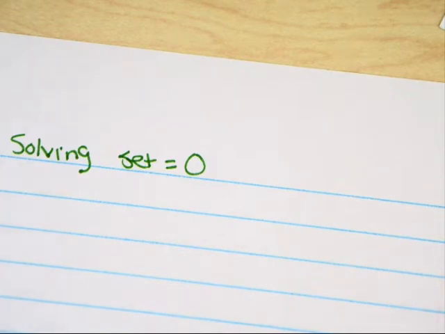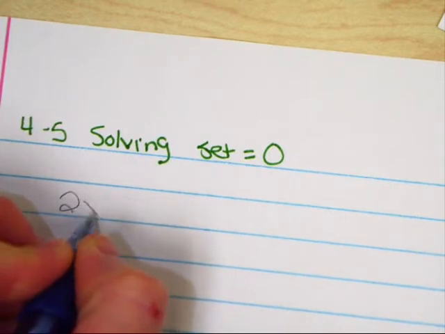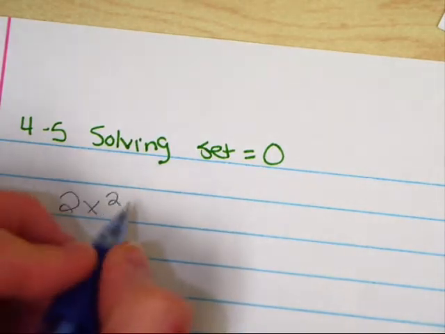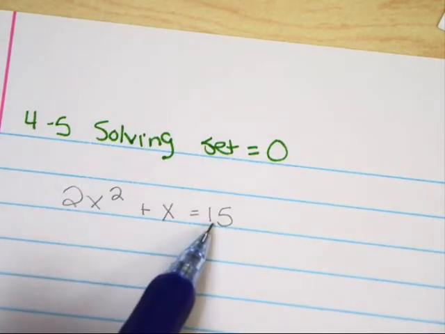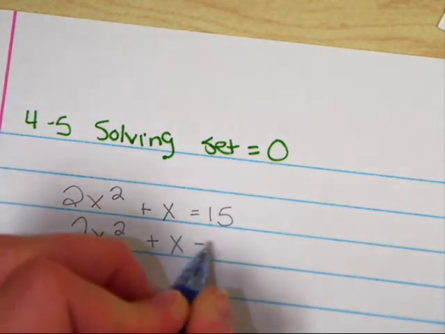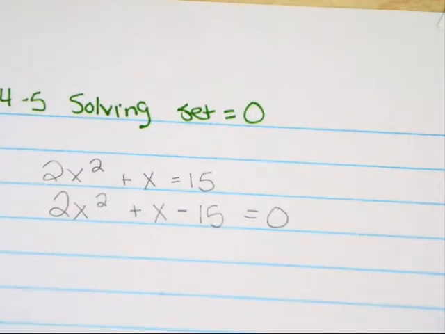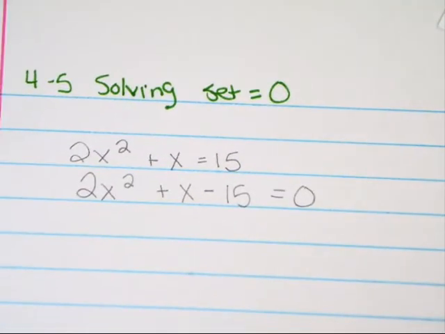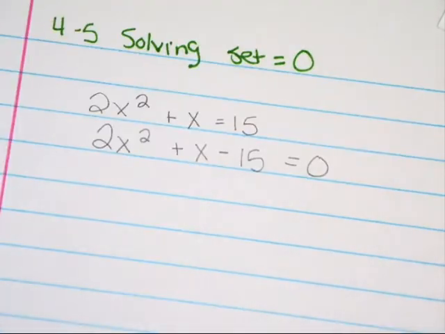Let's say that we have the following problem. 2x squared plus x equals 15. We have to take the 15 to the other side to make it equal to 0. And this happens anytime you have an x squared. Next year when you have Miss Miles in trig, she will ask you, what do you do if you have an x squared? And your answer to her, set it equal to 0. Alright, now we need to factor.